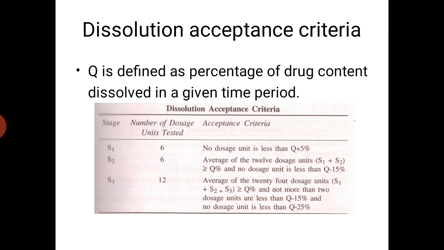First condition, Q value. Among the 24 tablets, 2 tablets can be between 65 to 80, and 2 tablets can be less than 65. Those 2 tablets must be more than Q minus 25. Q minus 25 means that is 55. So that should be greater than 55 also.